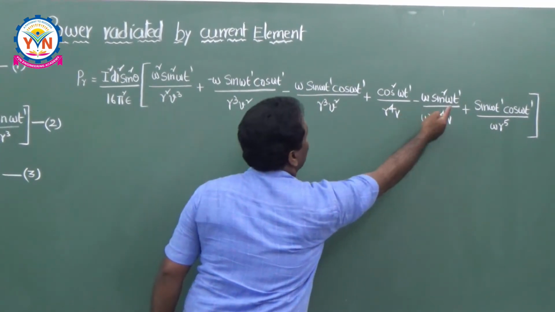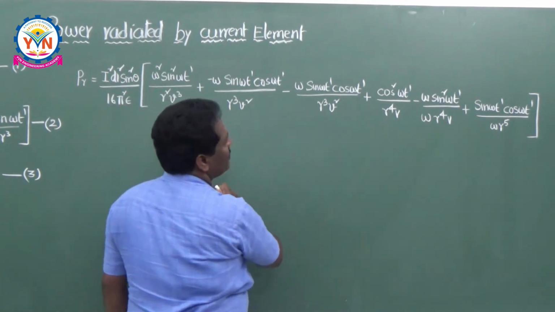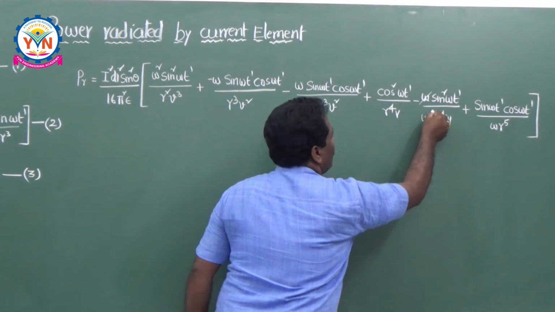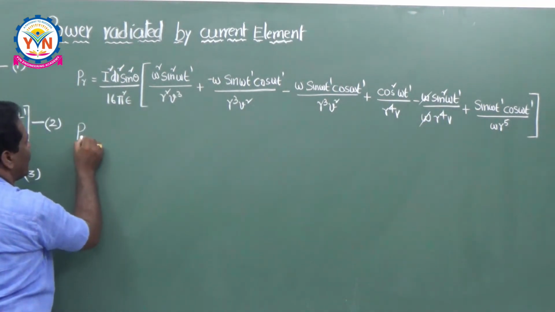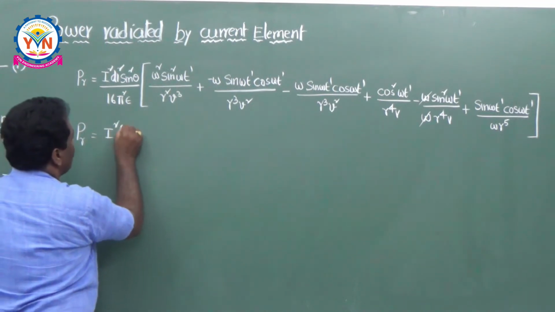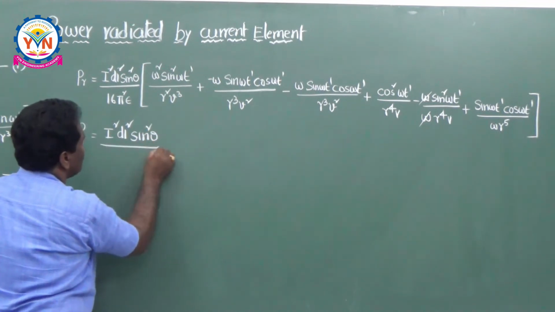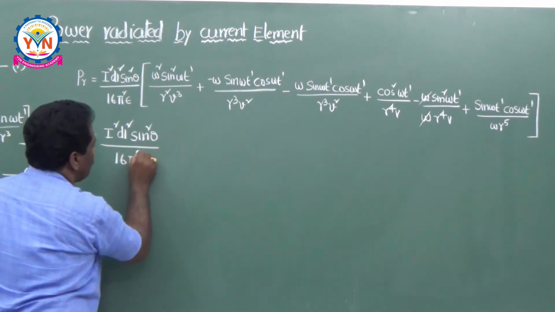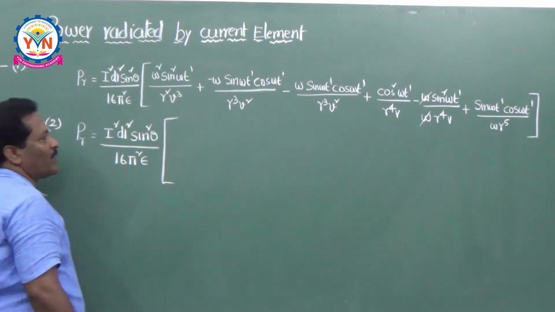Like this, you are going to get so many terms here. Now I would like to simplify this, and here omega and omega will be cancelled. Now I am simplifying this. Power in the radial direction, PR, is equal to I square dl square sin square theta divided by 16 pi square into epsilon multiplied by, I want to simplify this from the last term.